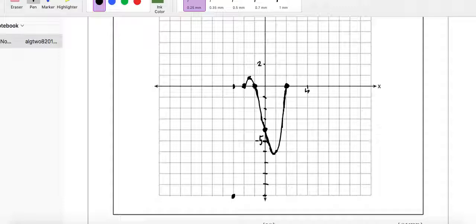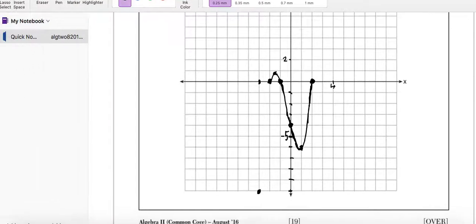All right, so we got these points right here. Okay, and then we also want to connect this one. It's what I like to do. You don't have to do this.